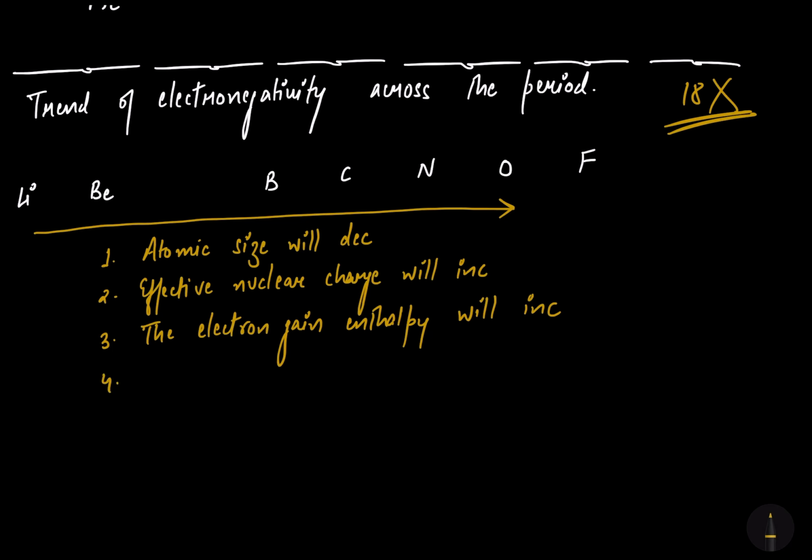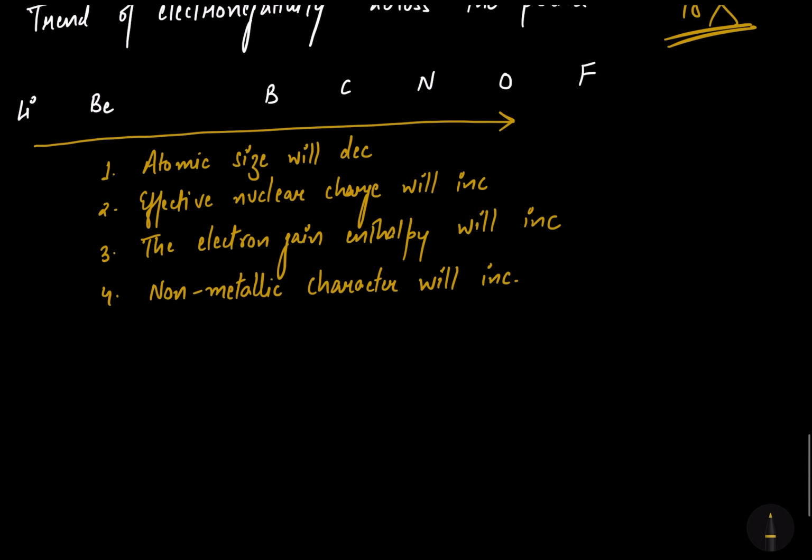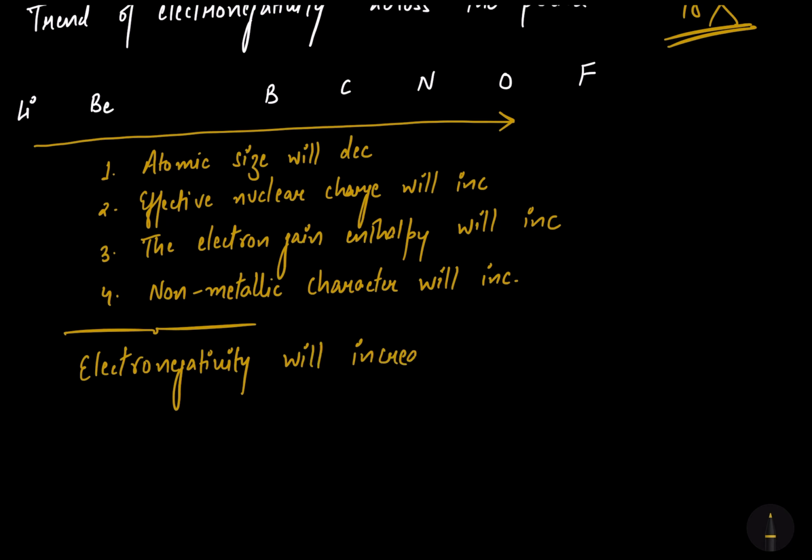And finally we can say that across a period, non-metallic character will increase. Non-metallic character will increase. All these factors signify that across a period our electronegativity will increase. Electronegativity will increase across the period.